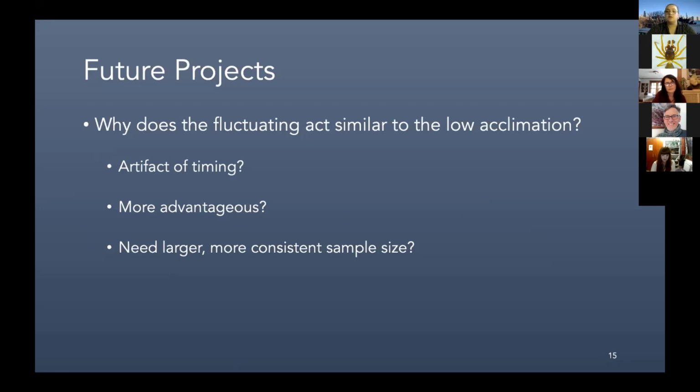Yeah, and then just talking about whether it is more advantageous for them to have a higher metabolic rate or a lower metabolic rate. And having a larger, more consistent sample size would be good. I think next time I would like to get actual live caught or wild caught organisms that would be more indicative of the actual ecology of these organisms.